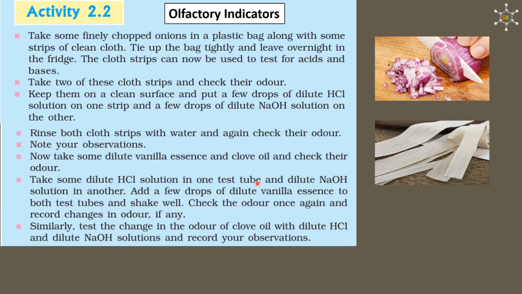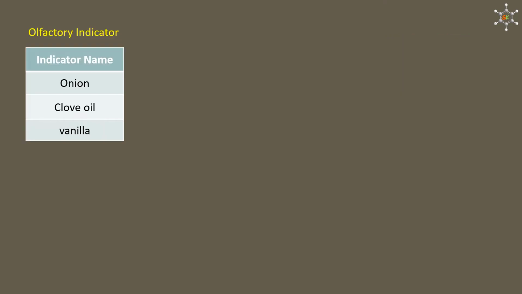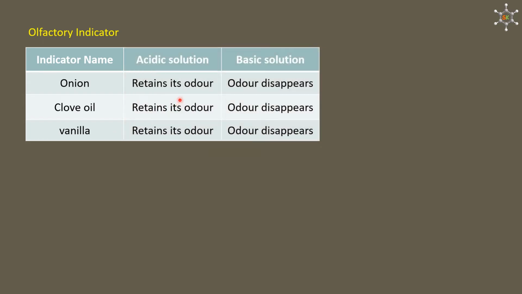Similarly, we have to take vanilla essence and clove oil. Both of them are liquid in nature. Put few drops of acid and base into these two essences and cross-check what happens to its smell in acidic and basic solution. Expected results are onion, clove oil and vanilla are expected to retain their odor or smell in acidic solution, and they are expected to lose their odor in basic solution.